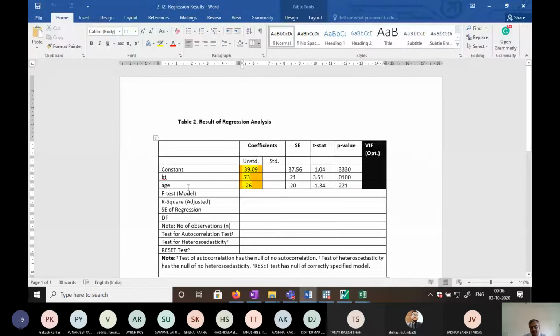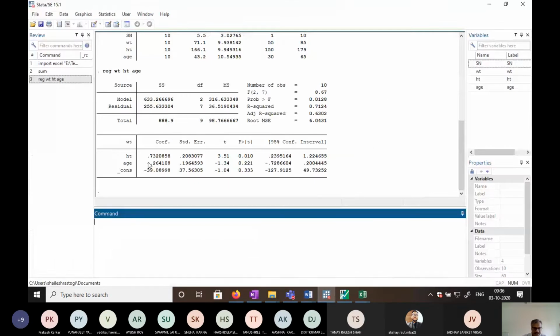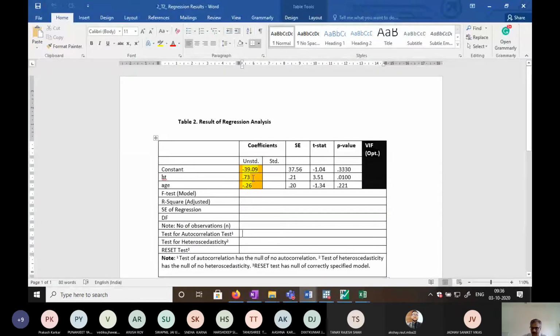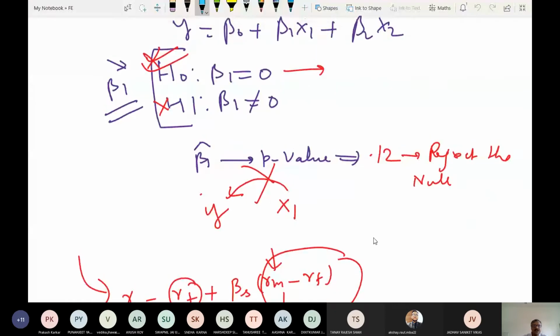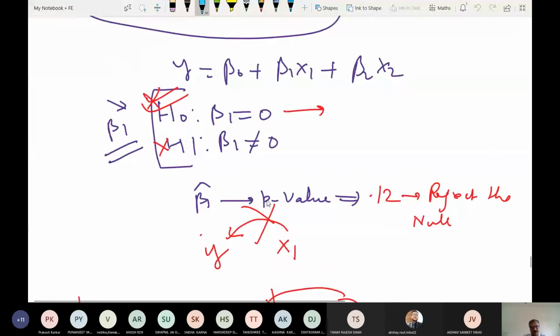Then all the coefficients of height. Height has got coefficient 0.72732, 0.73. We have rounded it off. And then we have discussed that significance means if p-value is less than 0.05, we will be using this pair of hypothesis.